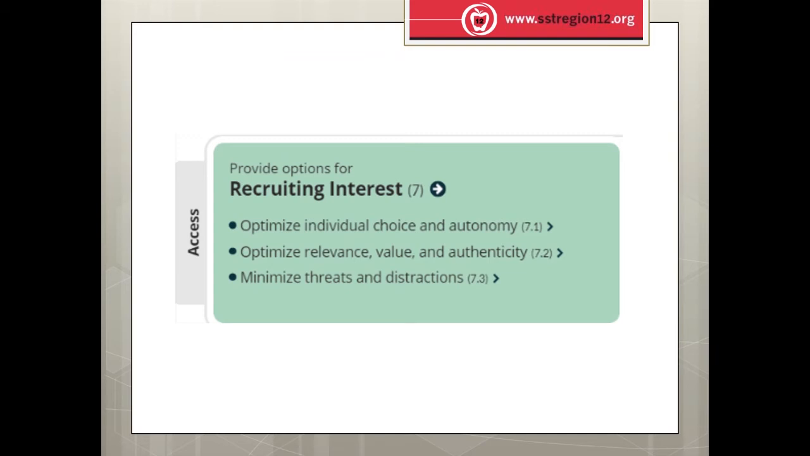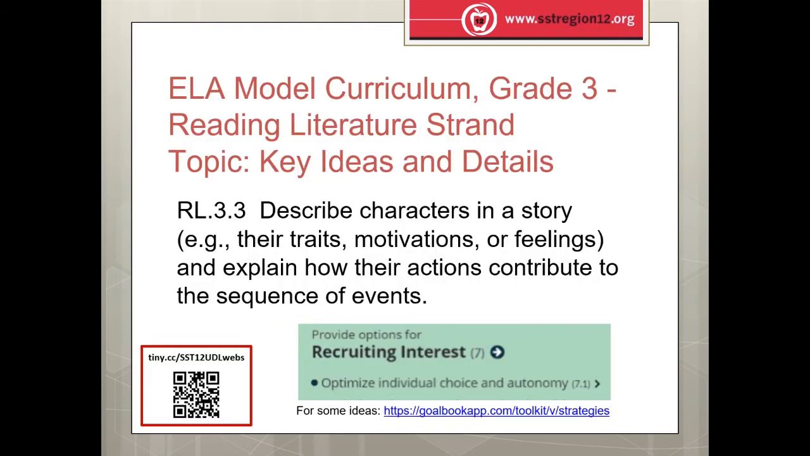In the access row, the suggestion is to provide options for recruiting interest. Let's look deeper into the first checkpoint. Optimize individual choice and autonomy. Here is a standard from the ELA model curriculum for grade 3.